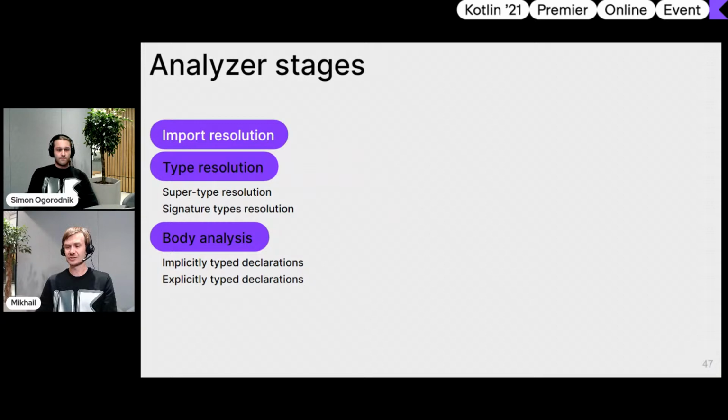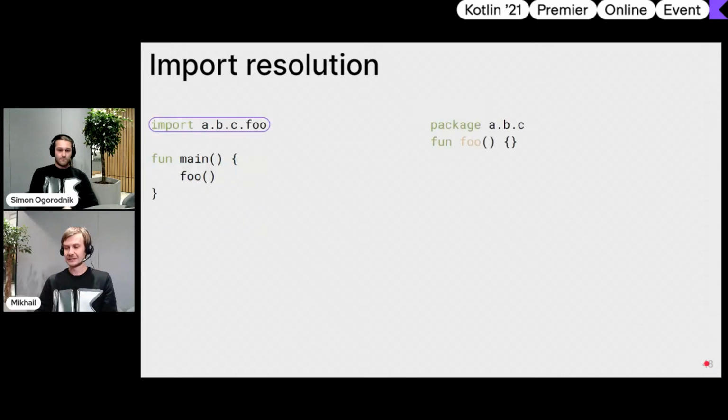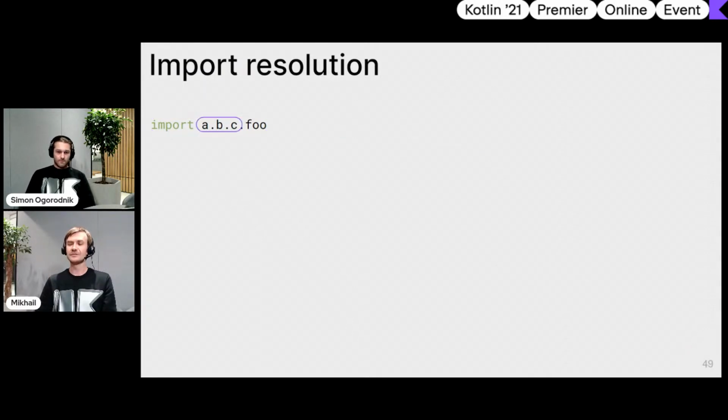You can see these stages on the slide, and the first of them is import resolution. During import resolution, we should process imports. Usually we have some imports like this one, ABC foo, and usually it means that somewhere else we have package ABC and function foo inside this package. However, in fact, import resolution drops the last part of the import and resolves only the remainder. There is a reason for it. I will tell about it a bit later. The same thing is true for star imports. We resolve only ABC without taking the star into account.